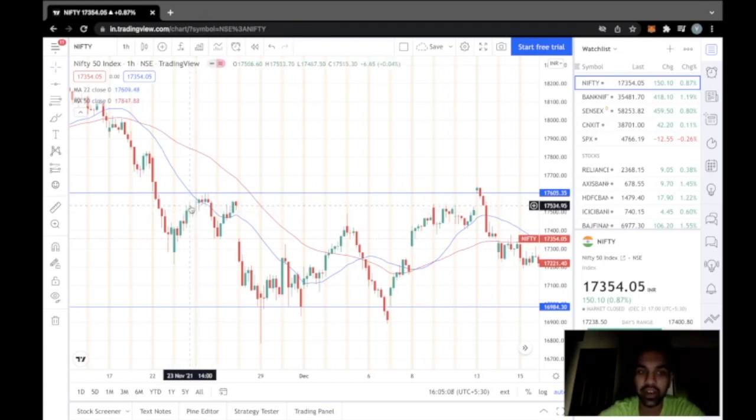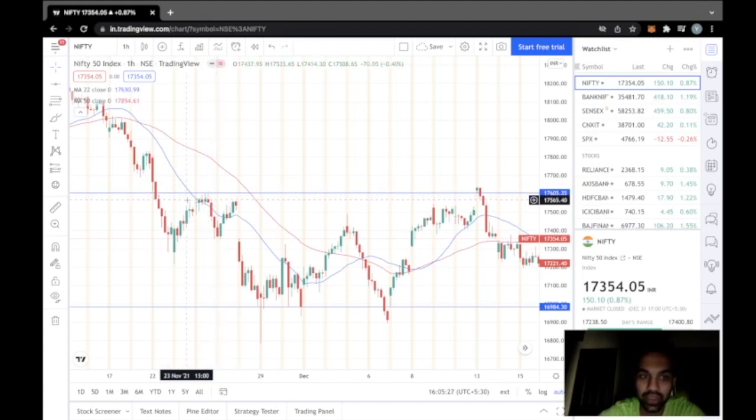This shows that there are finally sellers coming into place, or people are booking profits in their long position. Now here what happens is, we have this one red candle, another green candle, and then another red candle, none of which are able to make a new high, and all of which have really high wicks on the upside, indicating that there are some sellers.